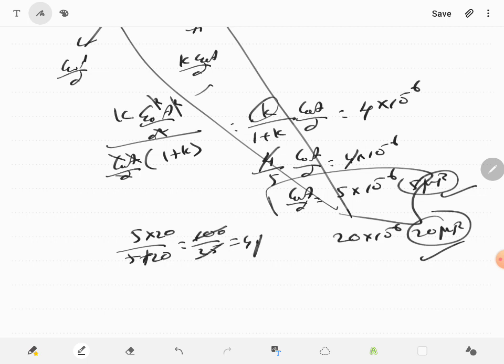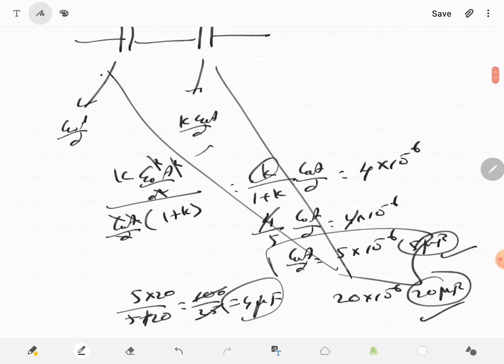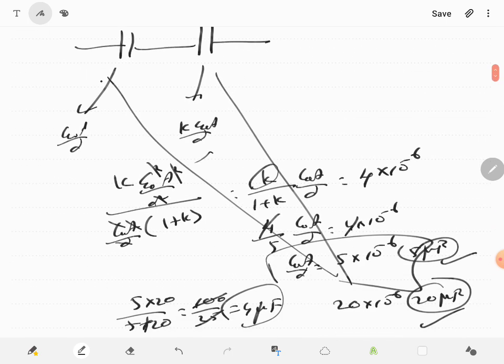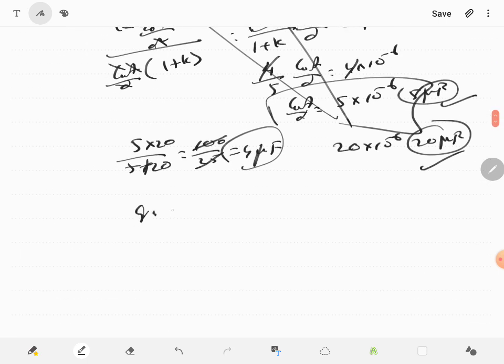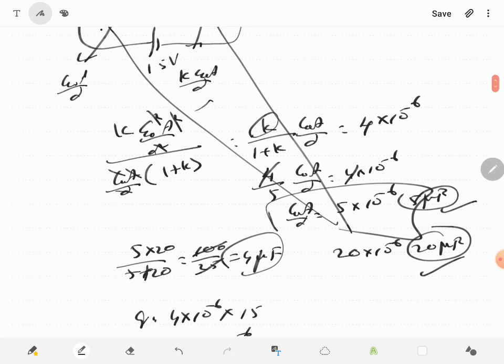You have 4 microfarad as the equivalent capacitance, which has been connected to a 15 volt battery. Since it's connected, you can find the charge Q is equal to C into V. C is 4 into 10 to the power minus 6, V is 15. So it's 60 into 10 to the power minus 6, which is 60 microcoulomb, the charge that is flowing through this.